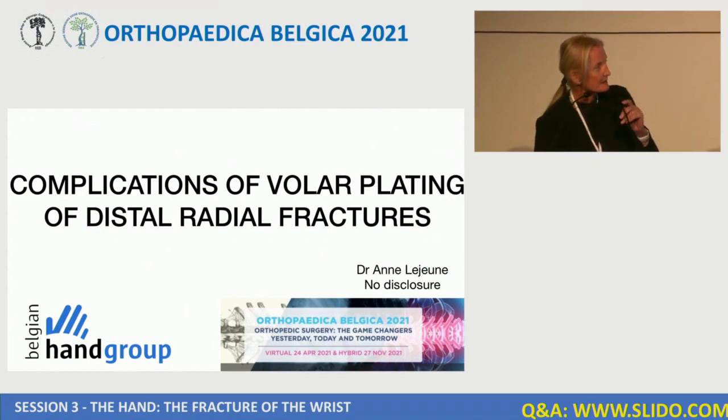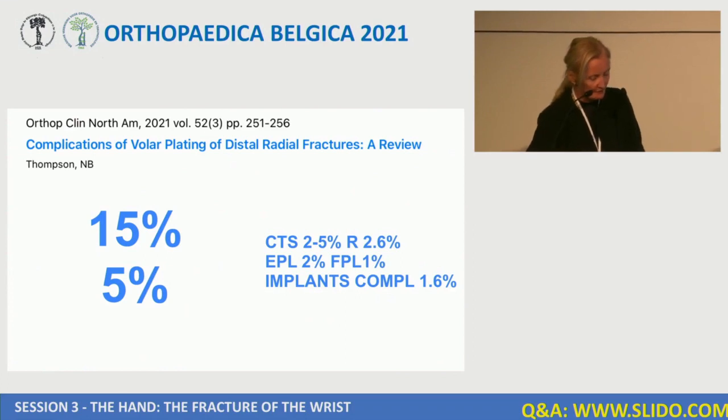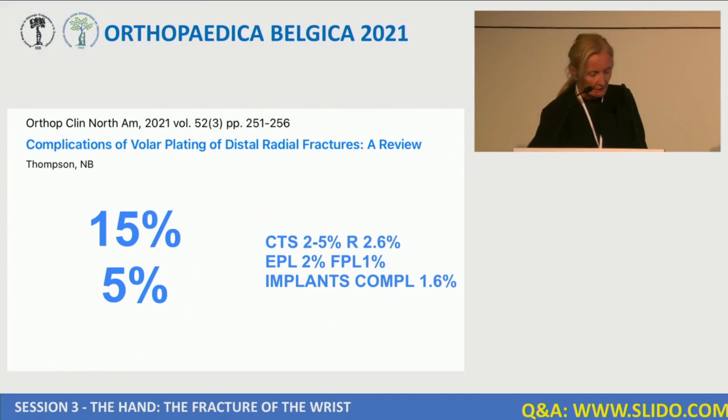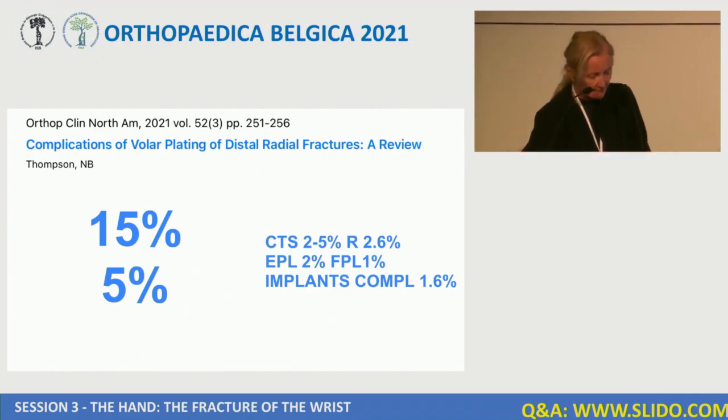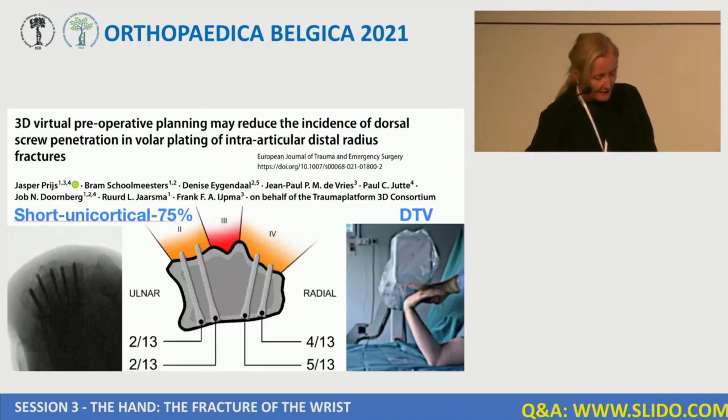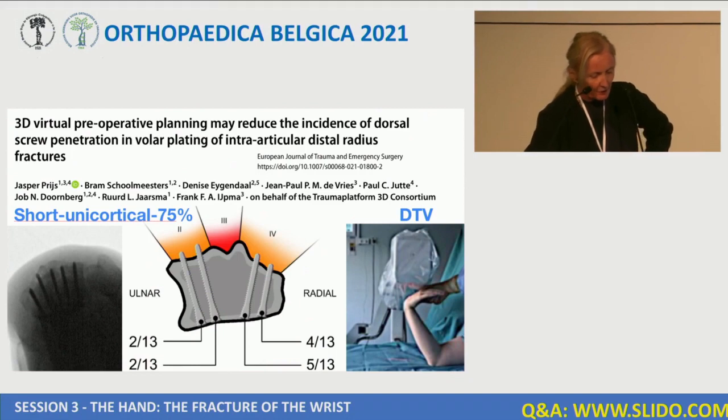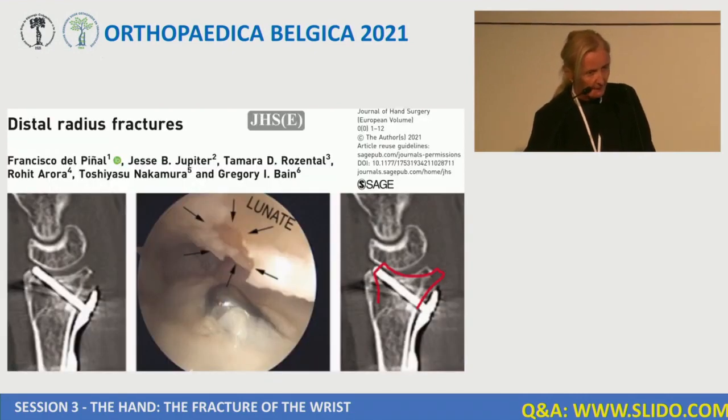So, complications of volar plating of distal radius fracture. I have no disclosure. 15% is the overall complication rate of the volar locking plate, with 10% minor complications and 5% major complications requiring secondary surgery. The watershed line is the distal ridge of the radius. The risk of rupture of the FPL depends on the plate placement, not distal to the watershed line, where the FPL is most vulnerable.